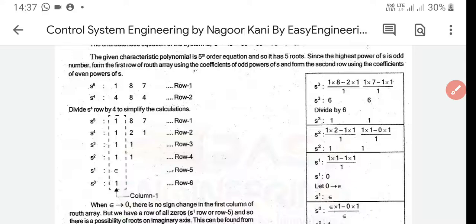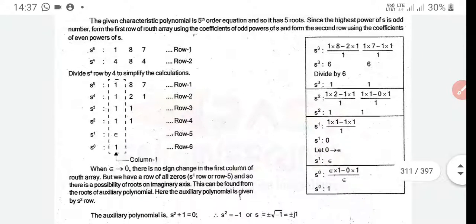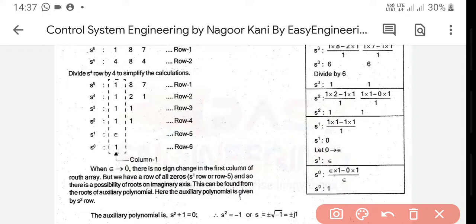Okay, so you got 0 value here. If you are getting the 0 value, what you have to do? You have to replace it with an epsilon. Here you have only one element, right? That is also the first element, and you got the value as a 0. So you are replacing it with an epsilon. S power 1 element is now epsilon.